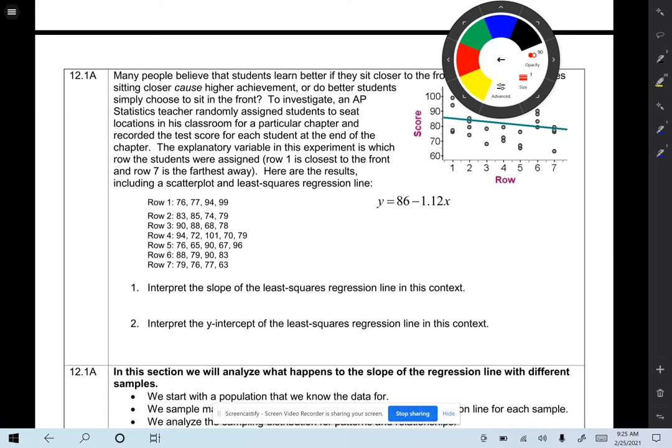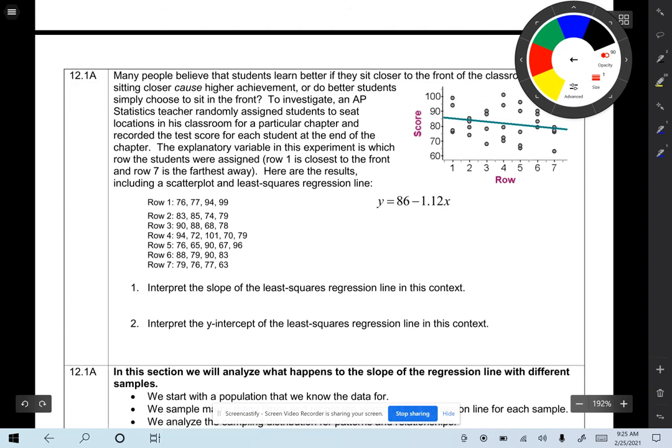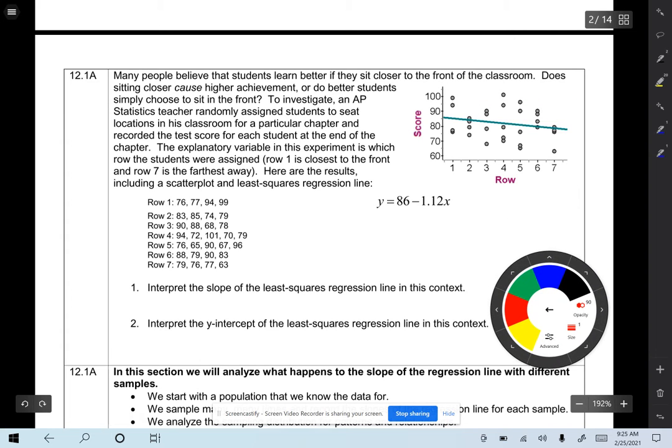Let us do an example of interpretation. Many people believe that students learn better if they sit close to the front of the classroom. Does sitting closer cause higher achievement? So really be careful about this word here, cause. Or do better students simply choose to sit in the front? To investigate, an AP statistics teacher randomly assigned students to seat locations in his classroom for a particular chapter and recorded the test score for each student at the end of the chapter.